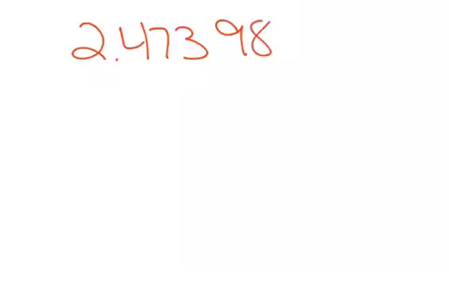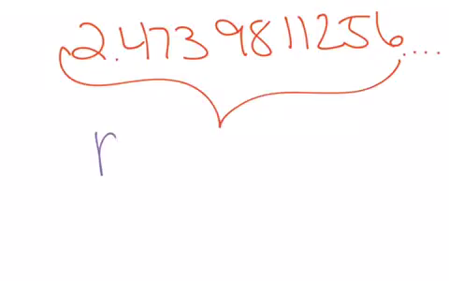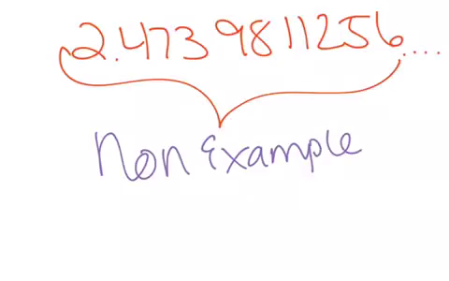Okay, so let's talk about a few examples that are non-repeating and non-terminating. If you have a number like this, 2.47398111256, it's non-terminating obviously because it's going to go on forever, but it's also non-repeating because it doesn't go in a certain pattern. It's just a bunch of numbers all jumbled up together. So this is a non-example. So you see something like that, folks? It's non-terminating and it's non-repeating.